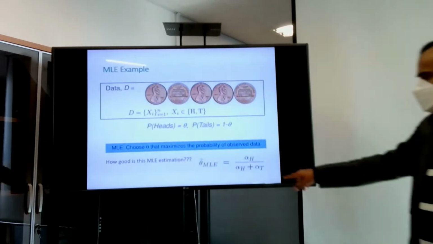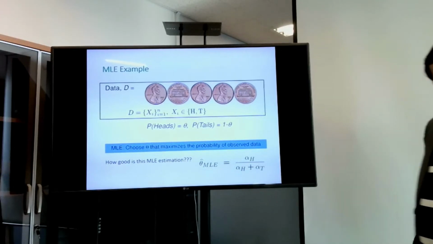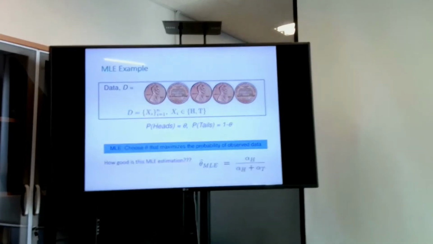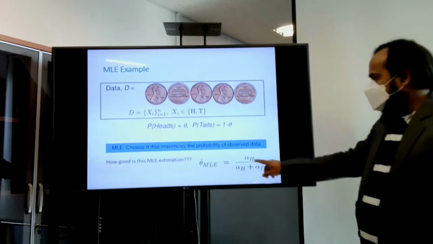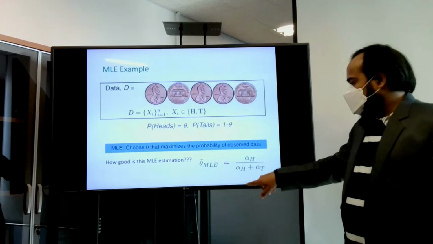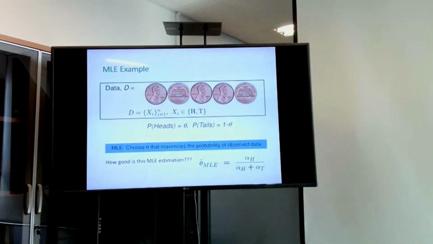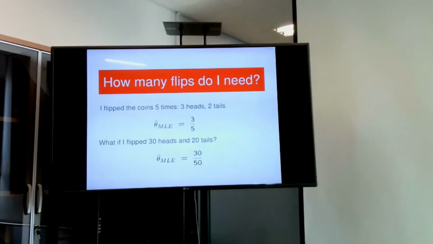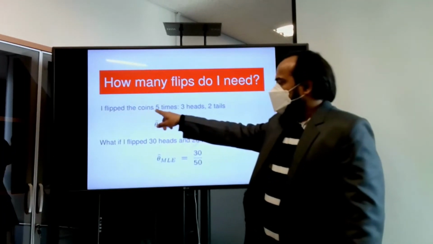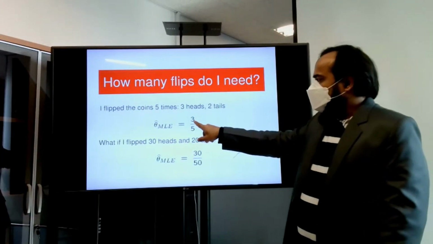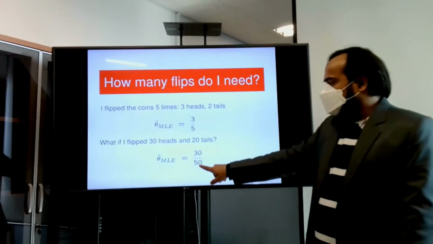Now this is our estimator formula. So how good is this MLE estimation? Head is 3 and 3 plus 2 is 5, so 3 over 5. If I flip the coin 5 times and get 3 heads, 2 tails, then 3 upon 5. If I flip 30 heads and 20 tails, then 30 over 50.